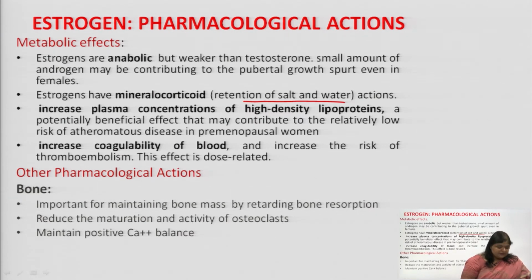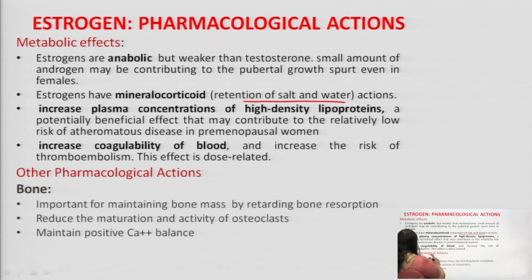It also increases coagulability of the blood, thereby increasing the risk of thromboembolism. But this effect is dose related. As you increase the dose, as you take it for a longer period of time, this effect of increased coagulability of the blood can occur. Then certain other pharmacological actions attributed to estrogen are on the bone.